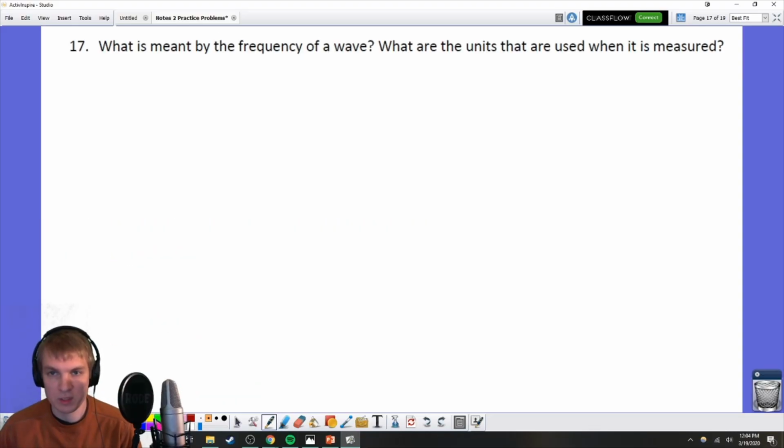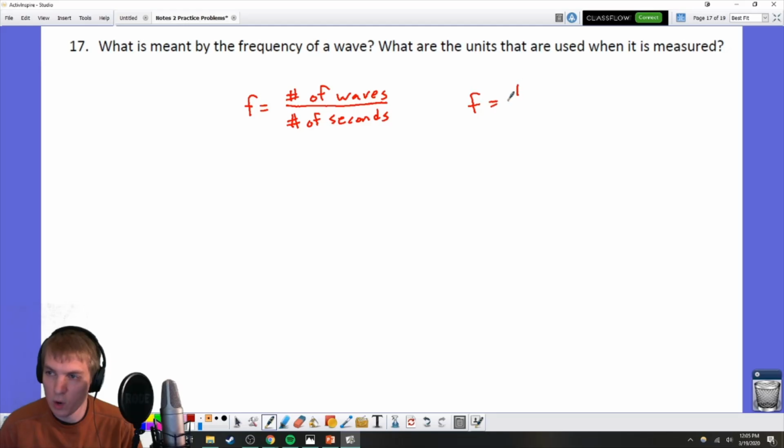All right, number 17. What is meant by frequency of a wave? What are the units that are used when it is measured? Frequency, if you remember, is just a measurement of the number of waves divided by how long it takes for those waves to pass by. So the number of seconds. Another equation for frequency that you could use is 1 over the wave period.